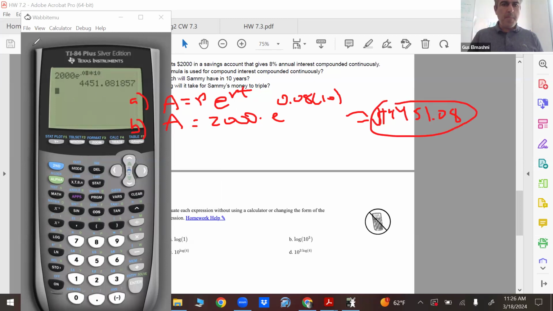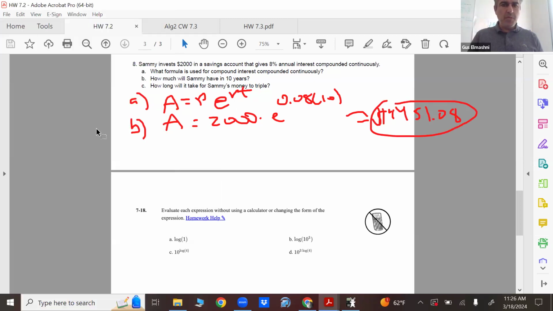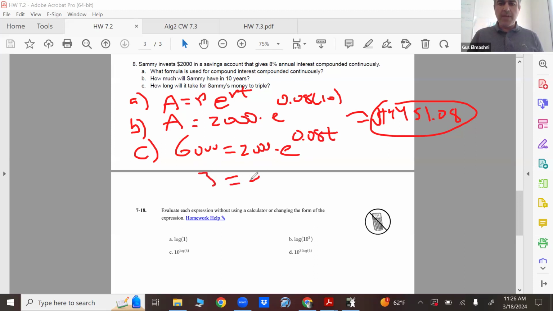Okay. And then for part C, to triple the money, you want $6,000, right? That's triple 2,000. E, the rate's still 0.08, that didn't change, but we got to solve for T. Divide by 2,000 to get this. Do you guys remember what to do after this part? How to isolate the exponents? What do you guys do? Yeah, you got to log.